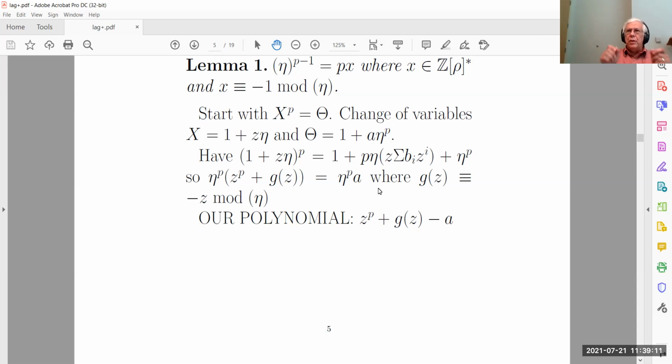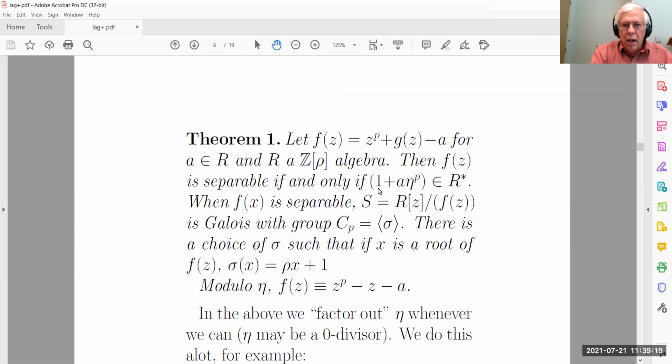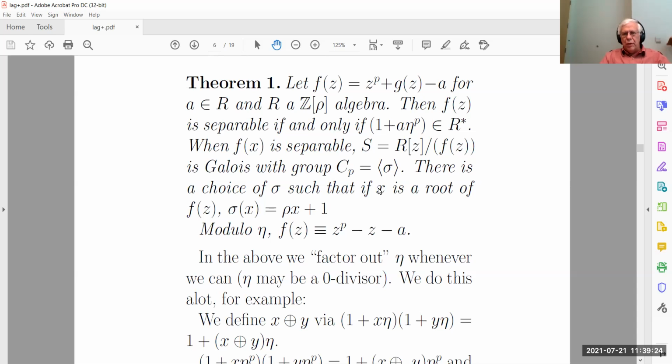I'll point out that g is a polynomial with coefficients in the cyclotomic ring Z[ρ], nothing else. It is not quite always Galois, but we know exactly when it's Galois. So if I start with that polynomial and R is a Z[ρ] algebra, then that polynomial is separable if and only if 1 plus aη^p is invertible in the ground ring. And so, for example, in characteristic p, where η maps to 0, it's always separable. But then again, it's always the Artin-Schreier polynomial. Then, if it's separable, extensions with that polynomial are Galois with group C_p. And there's a choice of this generator σ, and a choice of root x, such that σ(x) equals ρx plus 1.